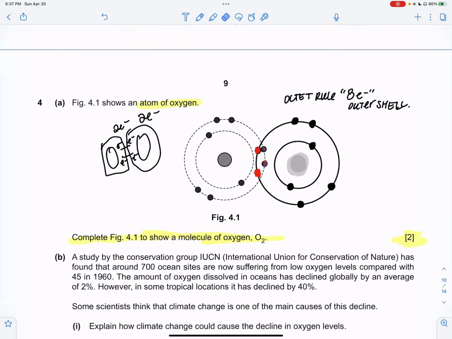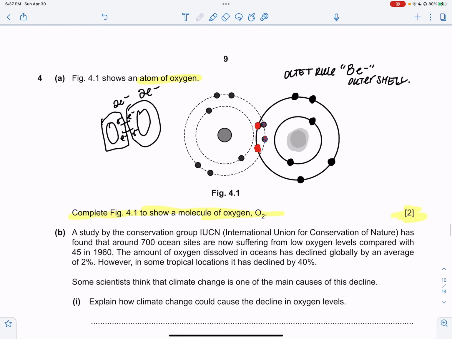The way to get marks on this, and again, you would do this in your pen, or you could do it in pencil first, is that you share electrons, and then you need 2 sets being shared, or 2 pairs shared. And so here's one set being shared, here's the other set being shared.